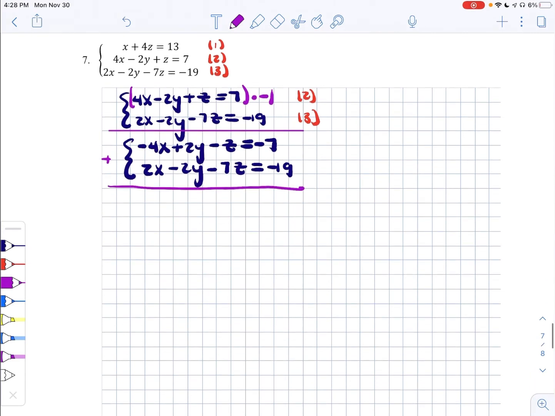All right, so adding these together, our y's cancel. That's how we designed it to happen. And then we'll get a negative 2x minus 8z is equal to negative 26.